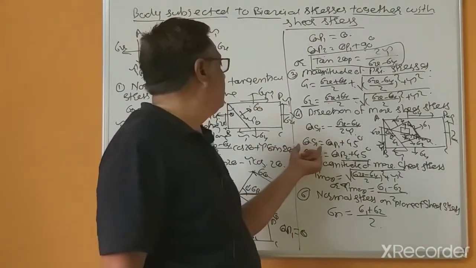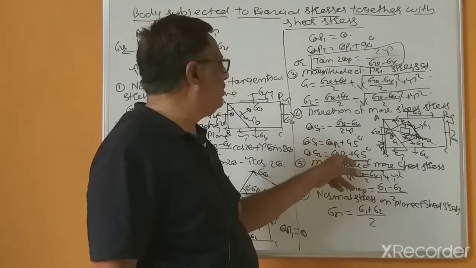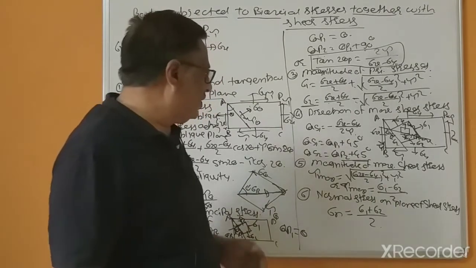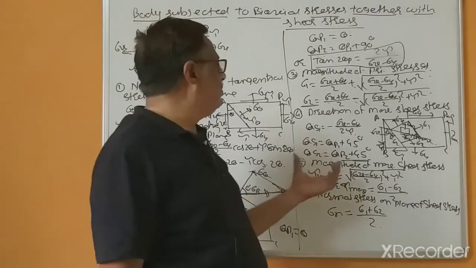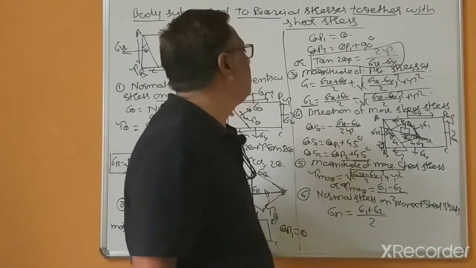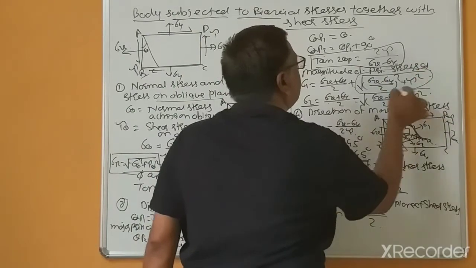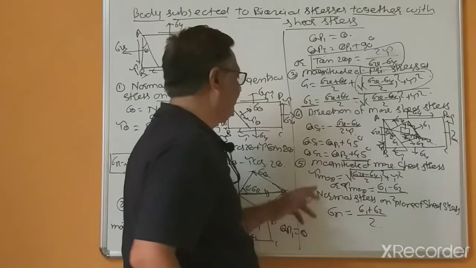This is theta S1. And similarly, theta S2 equals theta P2 plus 45 degrees. So the next term is the magnitude of the maximum shear stress. Maximum shear stress you can calculate by using this formula. Here, the second term is nothing but the maximum shear stress.